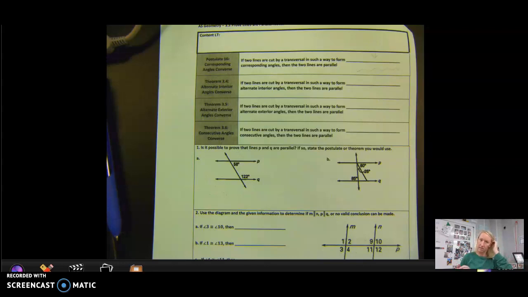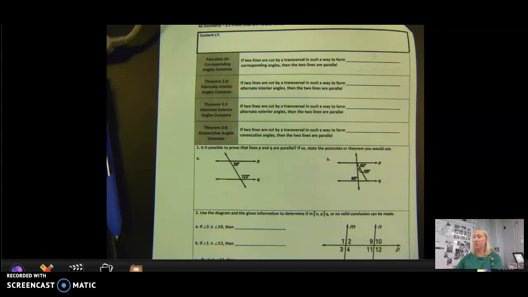Okay, so this is 3.3. 3.3 is essentially the reverse or the opposite of 3.2. So in 3.2, I told you we have two parallel lines, and I know that they're parallel lines, and I'm going to take a transversal through them. 3.3 is saying, okay, I don't know that I have parallel lines, but what I do know is I have two lines cut by a transversal.